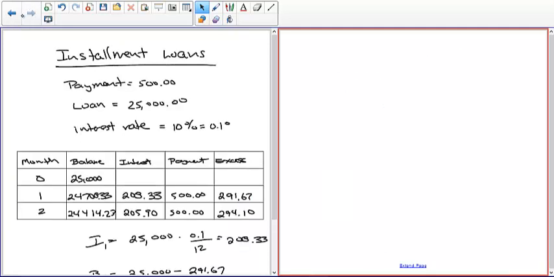Okay, let's see if there's anything else numerical wise that I need for you to remember. I don't think so. I could put a credit card average daily balance. Yeah, I might do that.